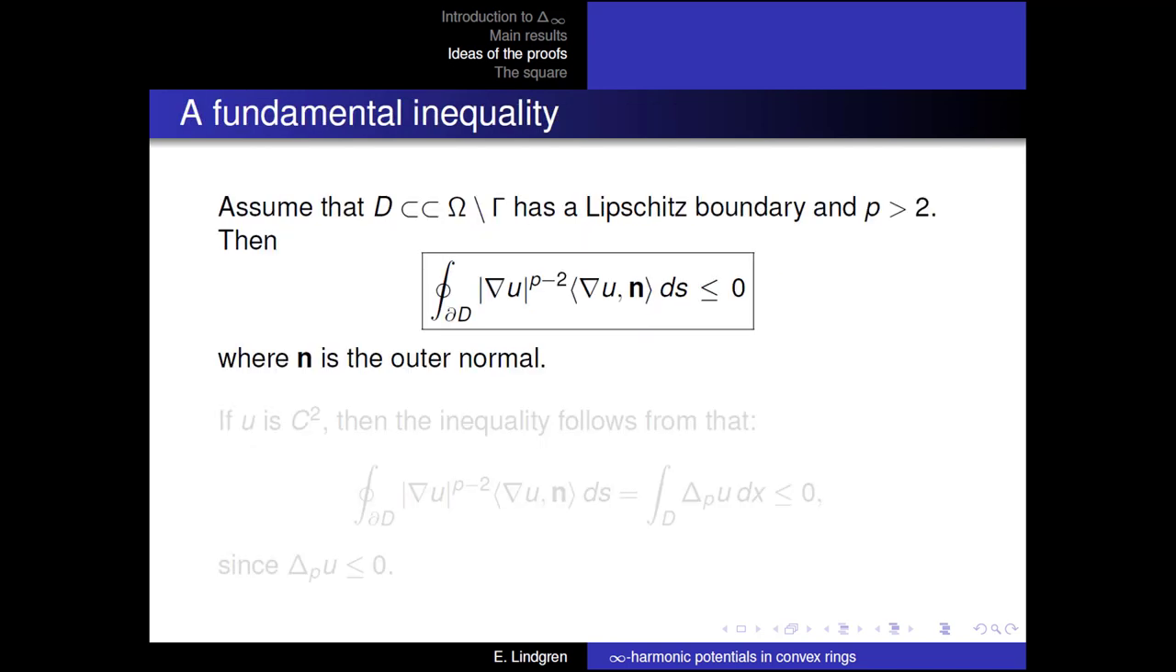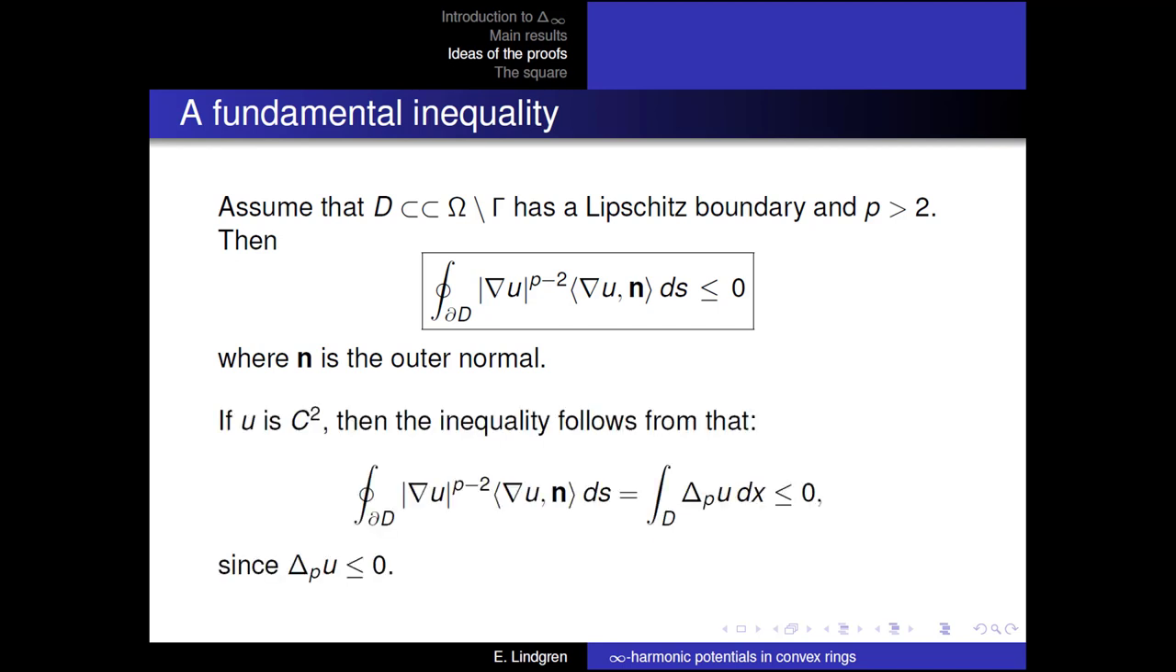So the only technicality I'm going to present is, in fact, this inequality here, which is basically the only tool we use to prove things. So you integrate along a closed curve, along a boundary of an open set, where you are not touching this gamma here. So it's an open set where it's a solution. And then this integral is non-negative. Okay, so if the solution was C2, then this would follow directly by just integrating by parts and using that this is a supersolution when it comes to the P-Laplace.